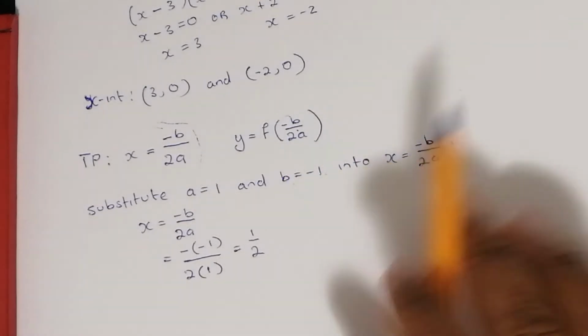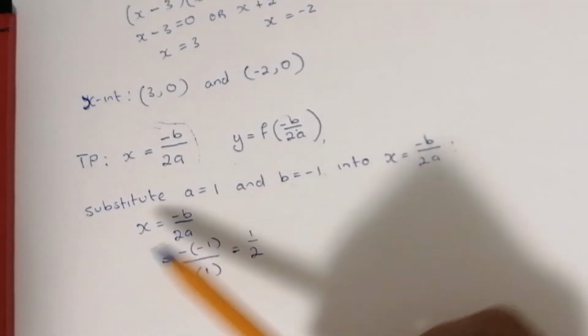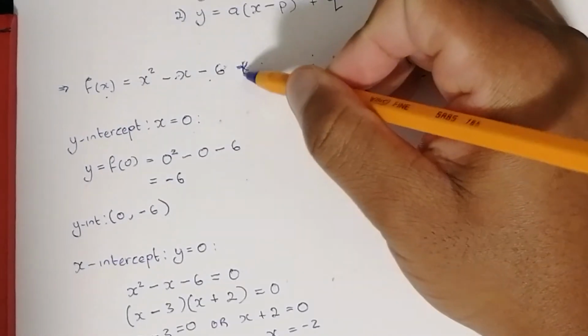Right, now we want to find this value of y. So to do that, we're just going to substitute this value here, half, into the original equation here at the top.